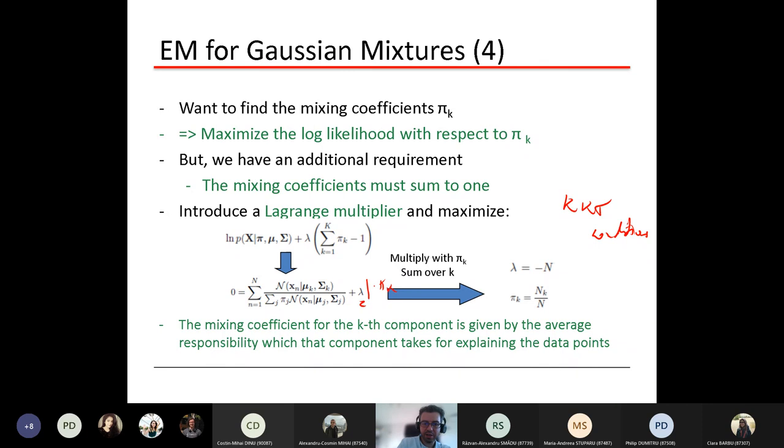We're going to get something like a sum from n equal to 1 up to N of 1 plus lambda multiplied with pi_1, and so on up to pi_K, equal to zero. So this is what we would get. How much is this summation pi_1 up to pi_K?